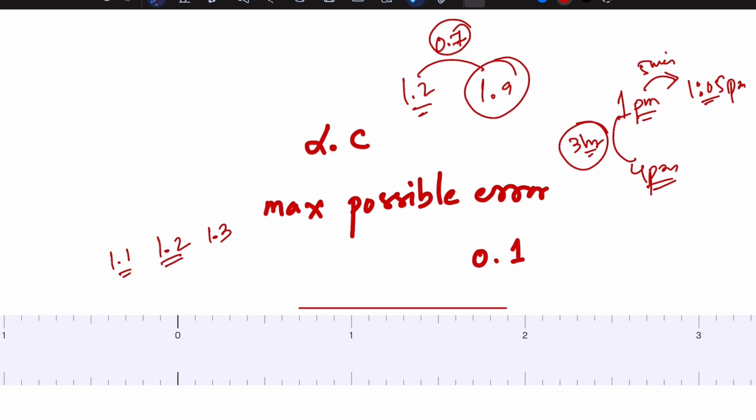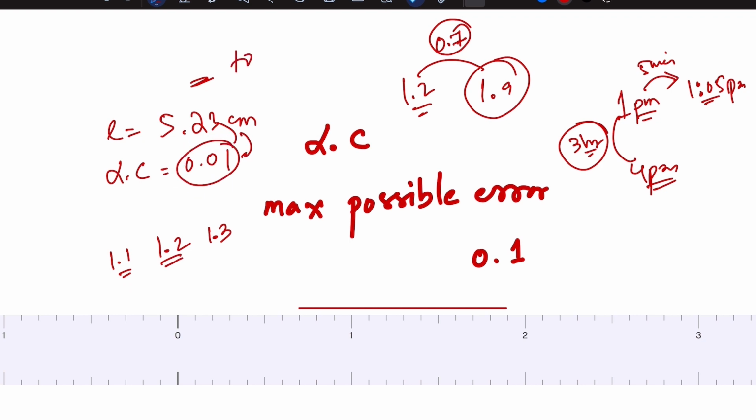Any measurement, if I say 5.23 height, the least count will be 0.01. Let's write it again. If I say the height of the object is 5.23, with least count 0.01, the value may lie between: subtract this from this and you get some value, add this to this, you get some value.